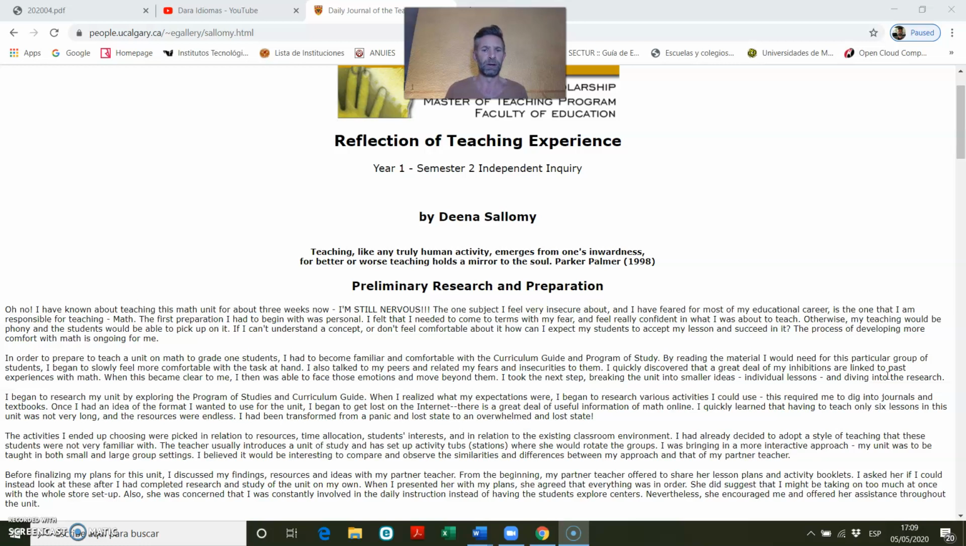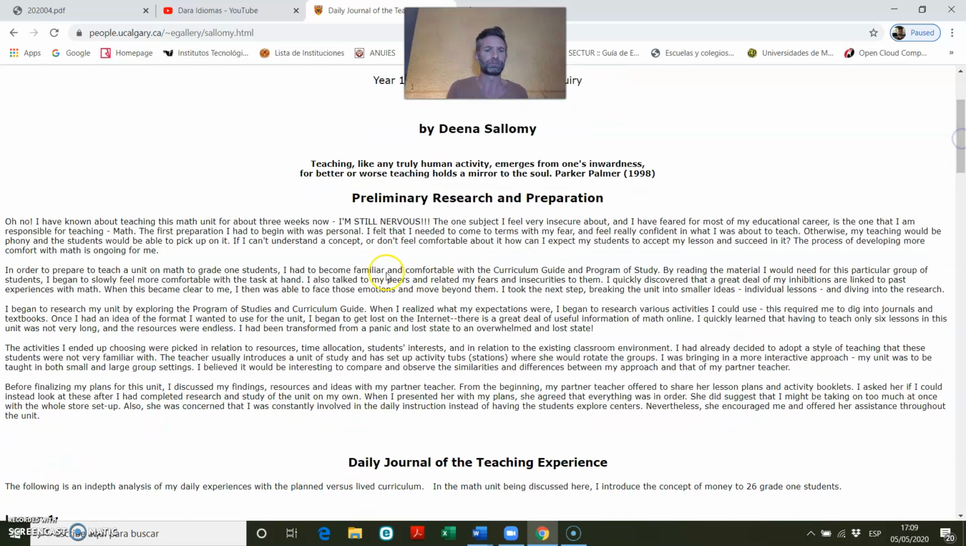This is an example of a learner diary. You don't have to follow this particular format. We're not very fussy about the format that you use. It can include very personal reflections, such as this opening to this student teacher's learner diary. "Oh no, I've known about teaching this math unit for about 3 weeks now. I'm still nervous." So that's a very emotional reflection, and you can include reflections like that.